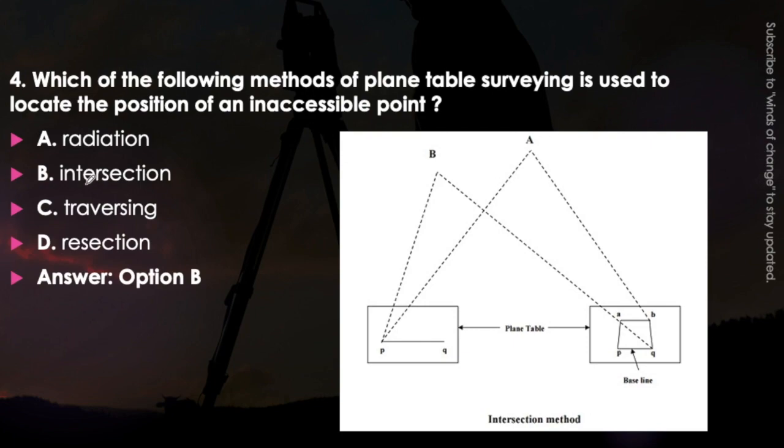Rest other methods, resection, traversing and radiation, are not used to find out the position of an inaccessible point. Resection is used to find out the position of the plane table, while traversing is to draw the traverse, and radiation method is the one which is used for the accessible point to draw the building and different geographical features that is available on the contour map. So only the intersection method will be the one which is used to locate the position of the inaccessible point.